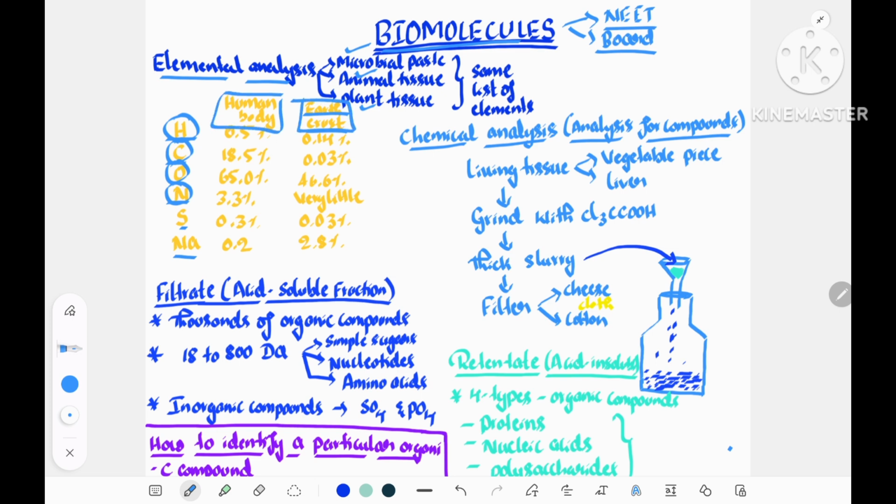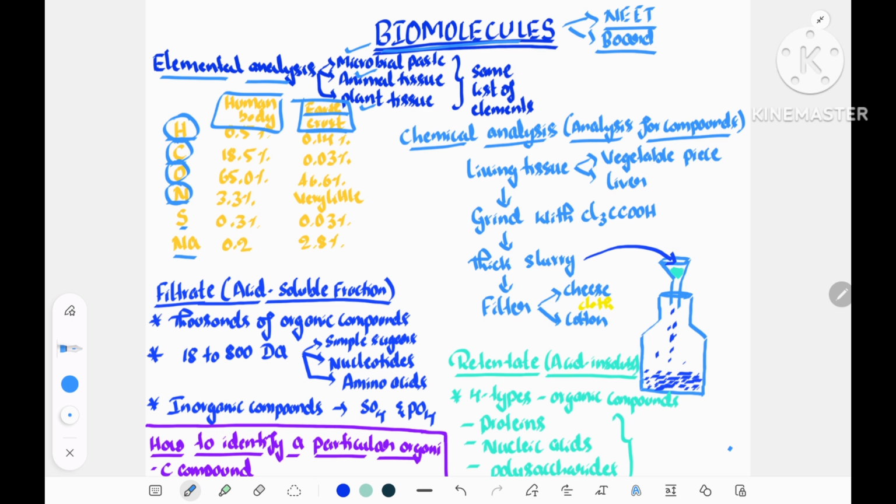When you look at this table, we will observe hydrogen composition is 0.5% in the human body and that of earth crust is 0.14%. Carbon is 18.5% and that of earth crust is 0.03%. Oxygen percentage is 65.0% in the human body and that is 46.6% in case of earth crust. Nitrogen is 3.3% in the human body and that is very little in earth crust.